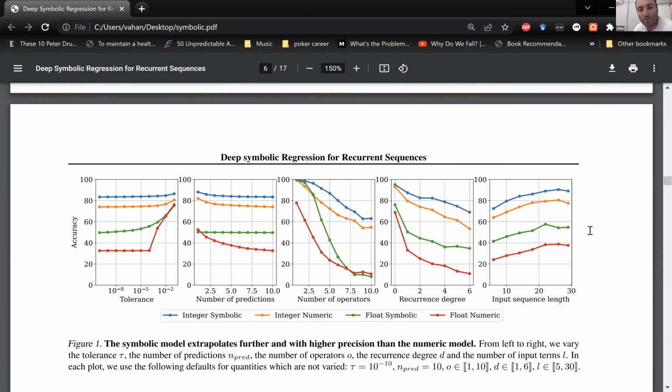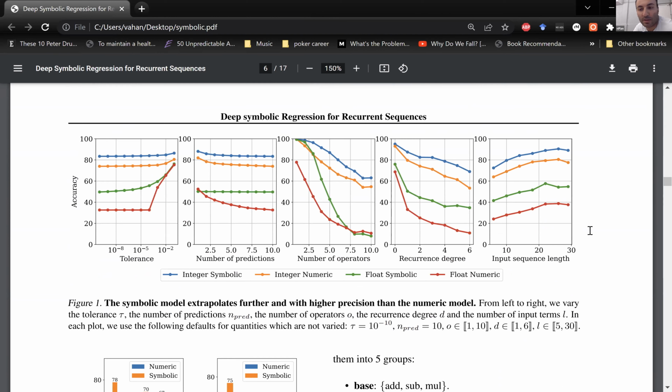Let's actually go to some results. There are lots of population studies, but let's have a look at the results. So tolerance is tau. Our method is symbolic. And then we have integer operations or float. And then they are comparing with the numeric methods, again, integer or float. Obviously, floats are harder because it's a broader space. So you can see the accuracies are lower for floats, but also symbolics are always higher, like the green and the blue. And lower tolerance also means higher accuracy, makes sense.